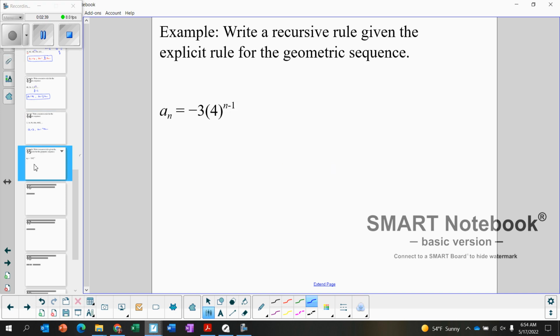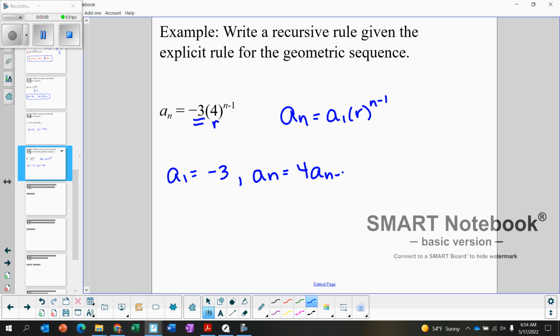So in this one, I'm given the explicit rule, and I want to write the recursive rule. So recall, if it's a sub n equals a sub 1 times r to the n minus 1, that means a sub 1 is -3, and r is 4. So I could write a sub n equals 4 times a sub n minus 1. And there's my recursive rule there.